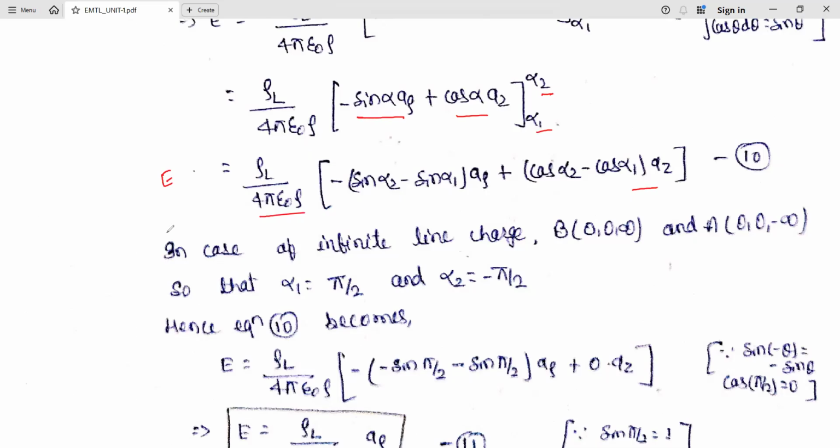Now, we are going to consider the situation if this line charge is infinite. Then what will happen? This point B is going to be located at infinity, so its distance along Z will become infinity. That's why the coordinate is 0, 0, infinity. And A is projected downwards along the Z axis, so its coordinate is 0, 0, minus infinity. So this alpha 1, its maximum value is what? Pi by 2 when it shifts, and this is going to be minus pi by 2.